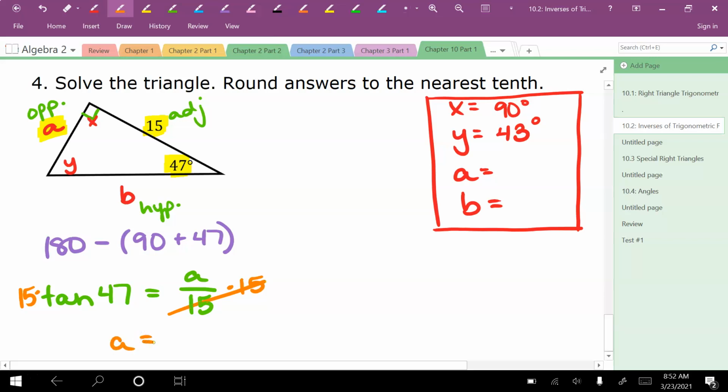And we'll have to round. Let's just round to the nearest tenth here. So it would be 16.1. So I'm going to come up to my boxed in area and write 16.1 for A. Now we're going to do something similar to help us find B. So B is still, if you're still going off of 47 degrees, the hypotenuse side. So I have hypotenuse and I know the adjacent side.